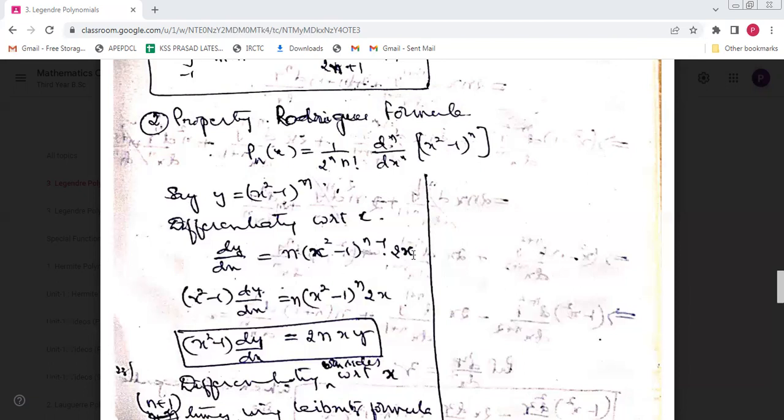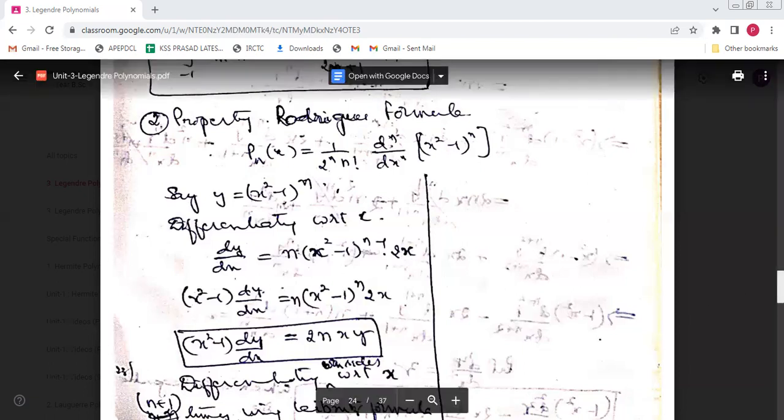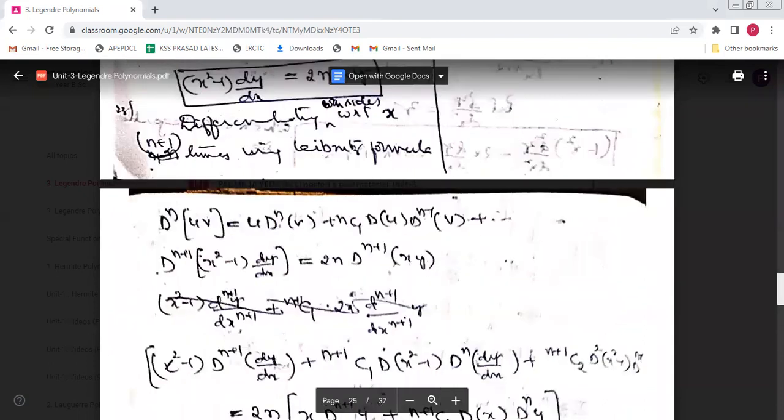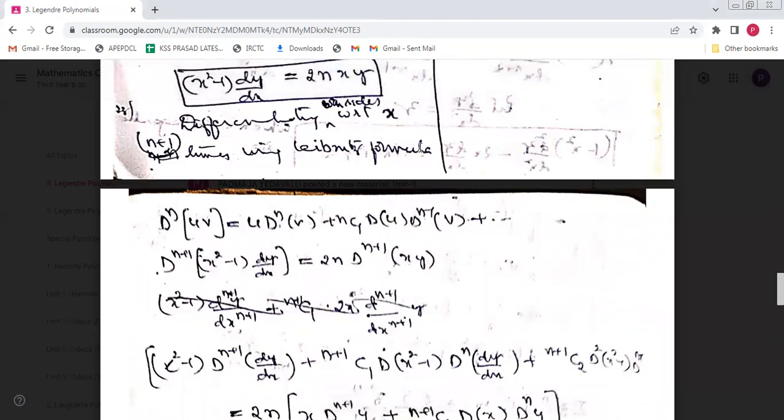Now we are going to differentiate this on both sides with respect to x, n plus 1 times. So when you differentiate n plus 1 times, we apply the Leibniz formula. What is the Leibniz formula? If u and v are two functions, then the product uv, if we differentiate it n number of times, the formula becomes u times nth derivative of v plus nC1 times first derivative of u into n minus 1th derivative of v, plus so on.